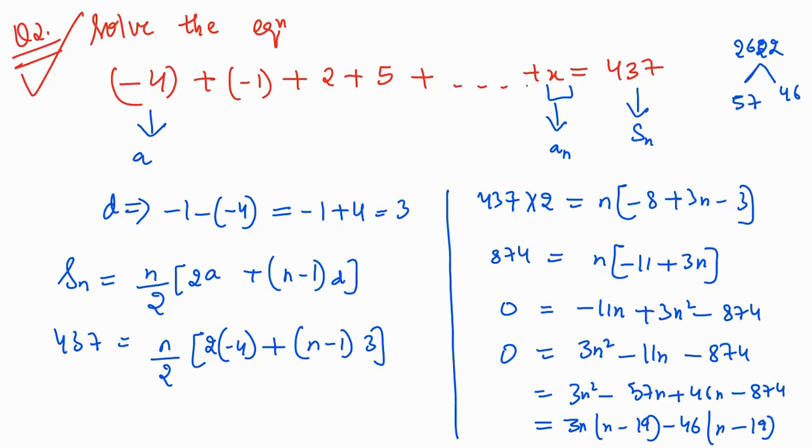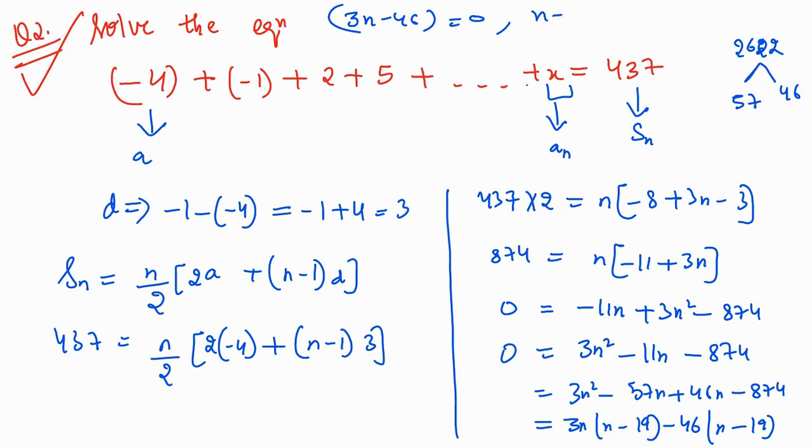So you have two factors now which would give you n value. That's 3n minus 46 equals 0 and the other value would be n minus 19 equals 0. So n की वैल्यू या तो 19 होगी या तो 46/3 होगी which is not in number. तो फ्रैक्शन तो एग्जिस्ट नहीं कर सकता n हमारा.